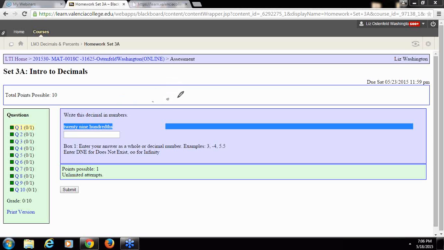29 hundredths, you have to know your place values. Each place behind the decimal has a different name. The first place is called the tenths. The second place is called the hundredths. Anybody know what this place is called right here? This third place? Begins with a TH. Very good.